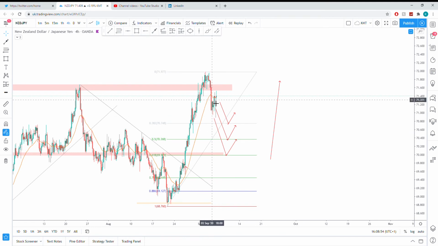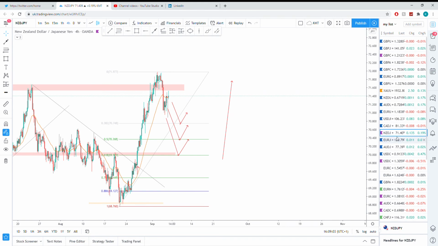Possible rejection is needed, and moves to the downside are needed. Could be progressing lower and lower. So we'll see how price plays out for this, but ultimately I want to see price head higher.